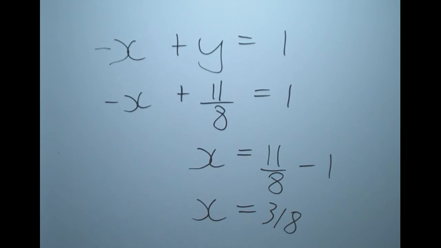So if those two lines were graphed, our intercept where those two lines cross would be at x is equal to 3 over 8 and y is equal to 11 over 8. And that is the elimination method of simultaneous equations. We can use this method with more than two equations if we needed to.